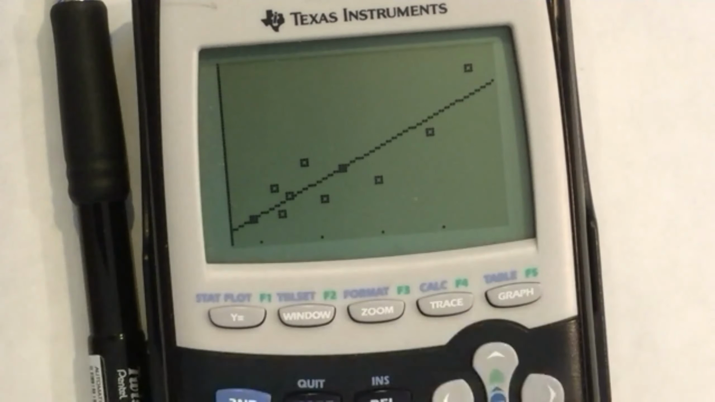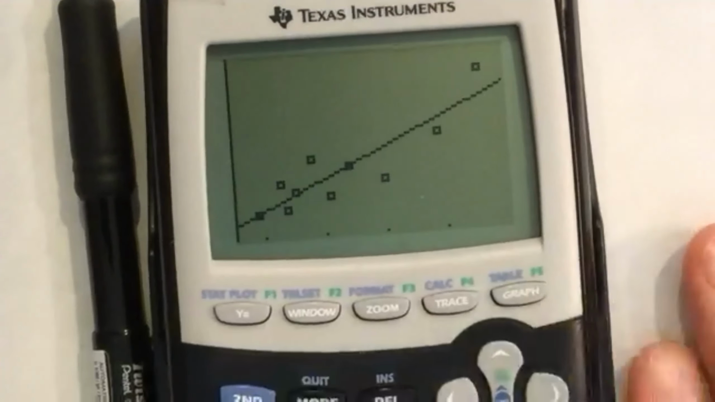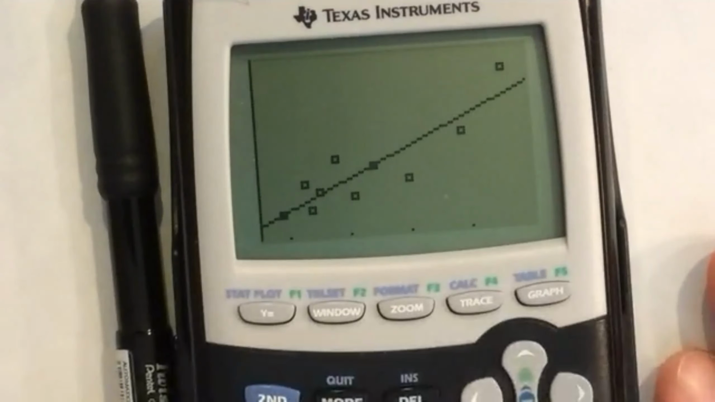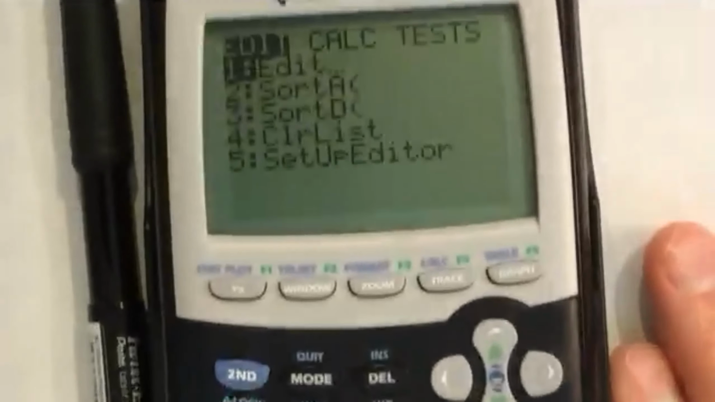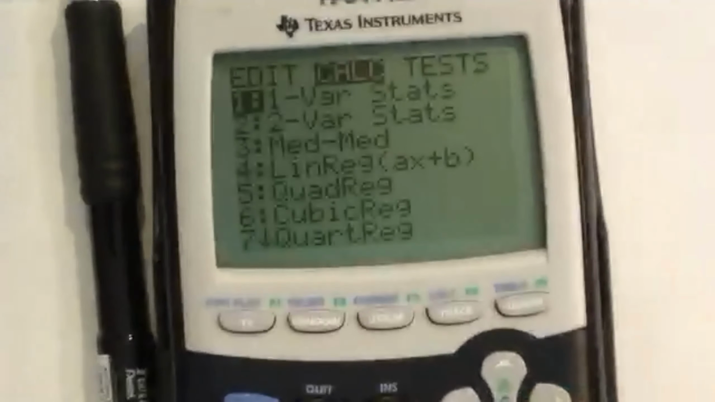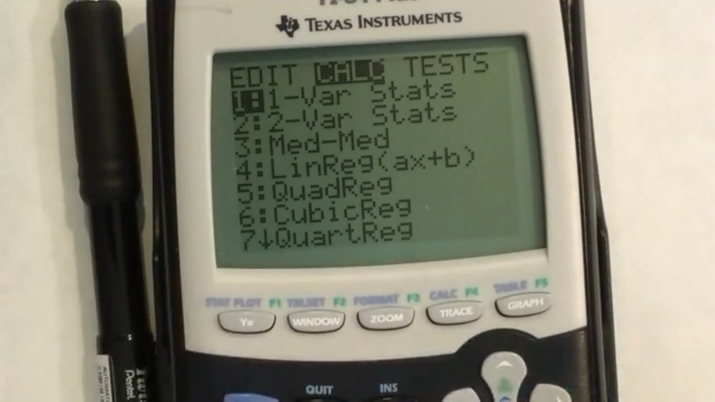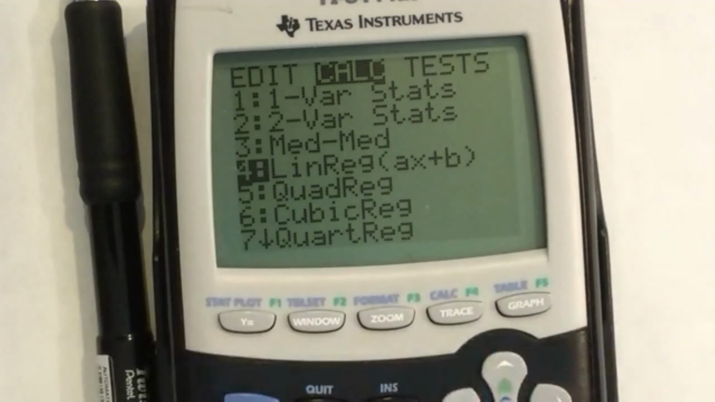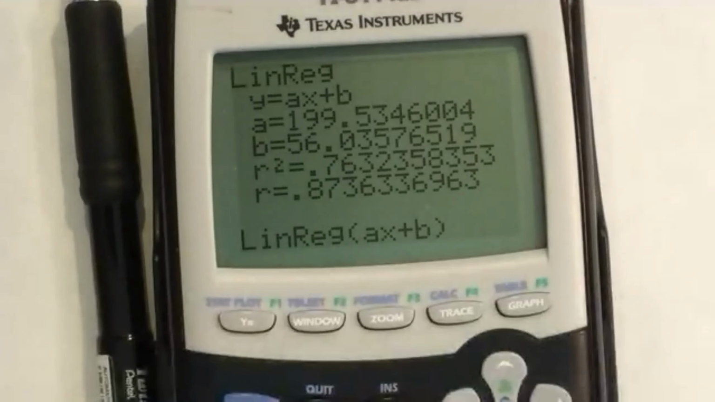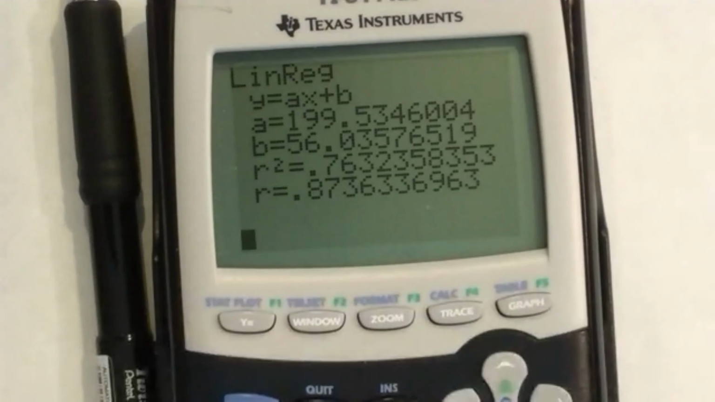Yes, please. Okay, so to get the regression line, you're going to push stat, right? Stat button right here. And then once you get the stat, arrow over to calculate. And then go down here to the linear regression. We can talk about other kinds of regression later. But for now, do a linear regression number 4. And then if you put your data into list 1 and list 2, which is the default, you can just push return. And it tells you the slope is about 199 and the intercept is about 56.